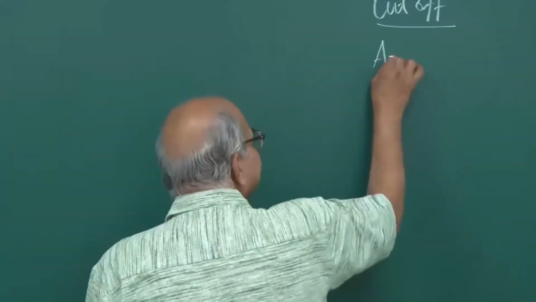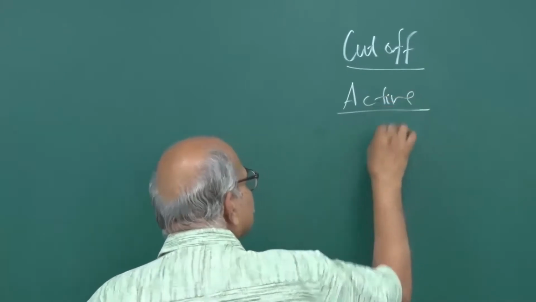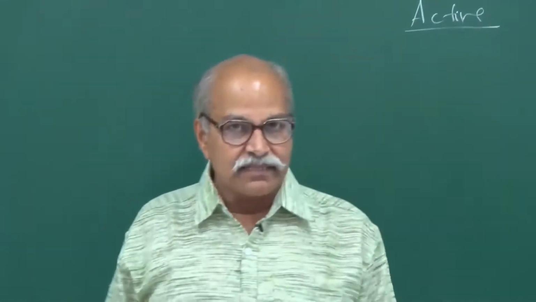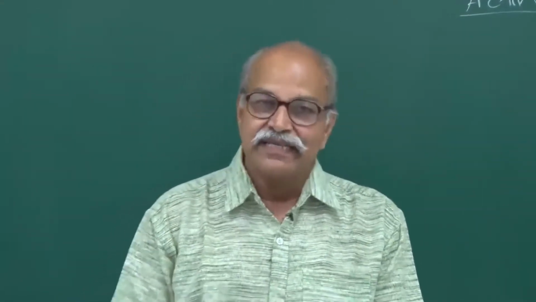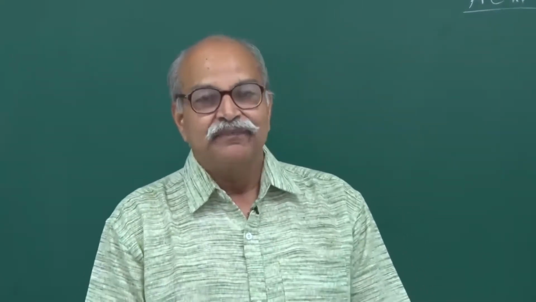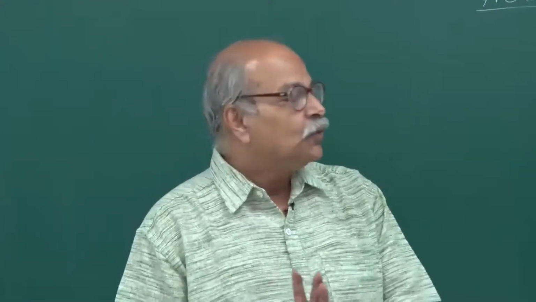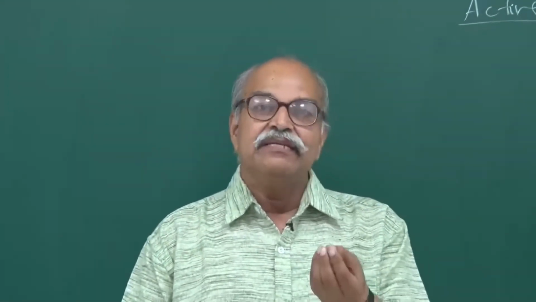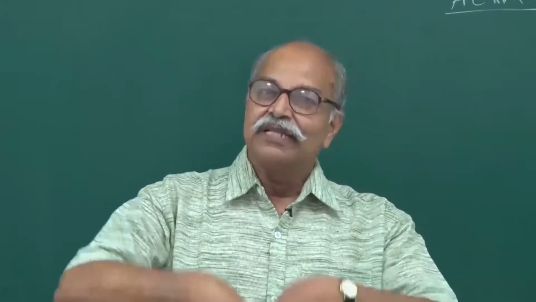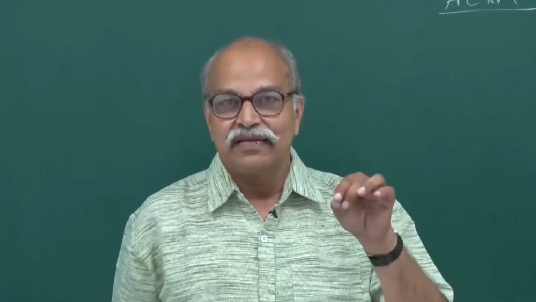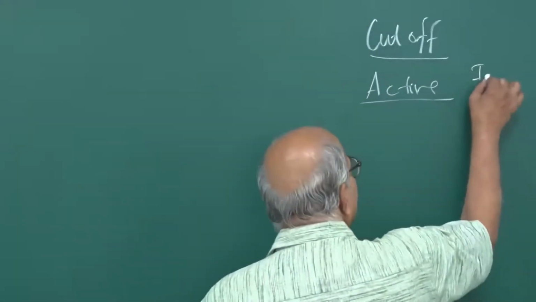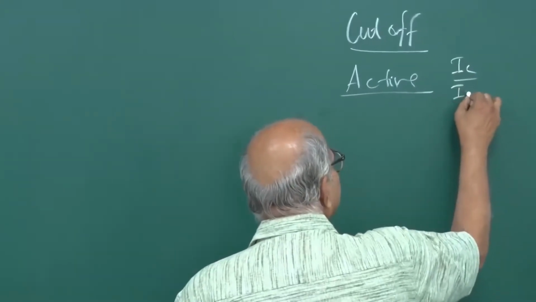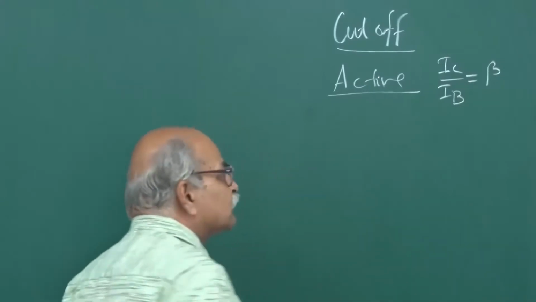Then we have the active region, and active region means the collector base junction is prepared, is ready, is strong enough to draw electrons from this base which are injected by the emitter. It is sufficiently reverse biased. So, if you increase this IB a little bit and more electrons are there in the base, the collector is ready to take them also, and hence that ratio IC by IB equal to beta is maintained. So, that is the active region in which IC over IB is beta and it is maintained.